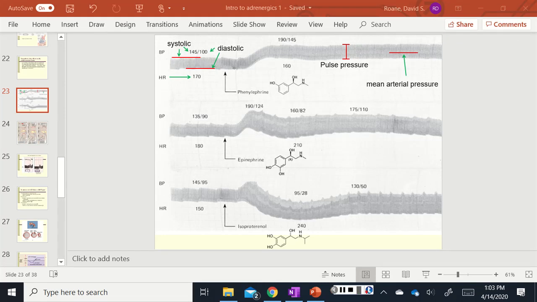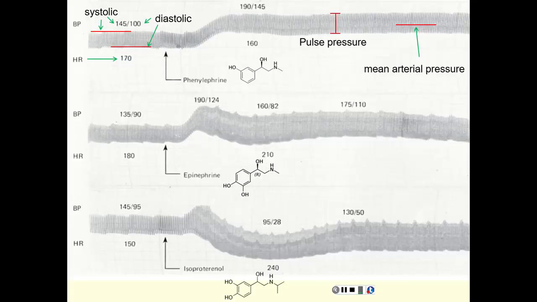Okay, this is where I left off last time. Let me just recap this. What we're looking at here are three blood pressure tracings. These are arterial blood pressures, and these were the experiments that were used to identify the fact that there are alpha and beta receptors.